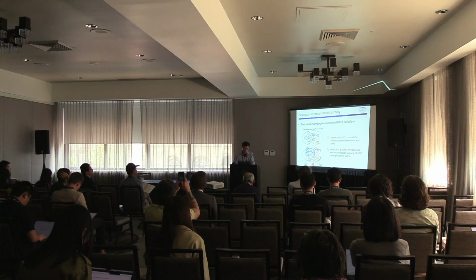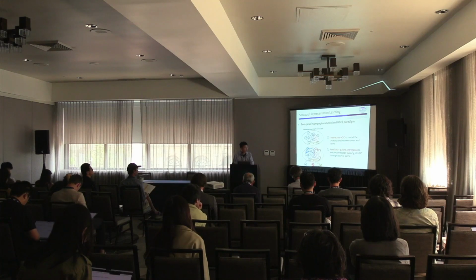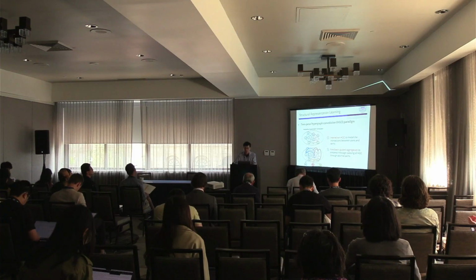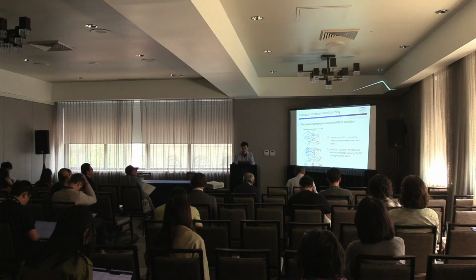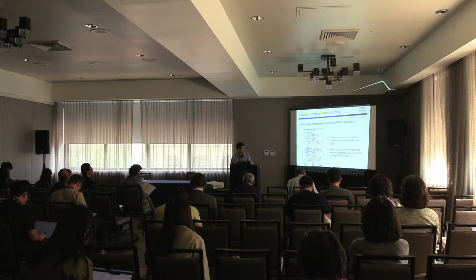In this module, we propose a two-part hypergraph convolution paradigm. The first step is to model the interactions between users and items based on the interactive hypergraph convolution, as shown here. And the second step is to perform the feedback-guided aggregations to enhance the message passing of hypergraph convolutions through the optimal path. For example, the blue arrows and the red arrows show the high-order feedback relations between the nodes.